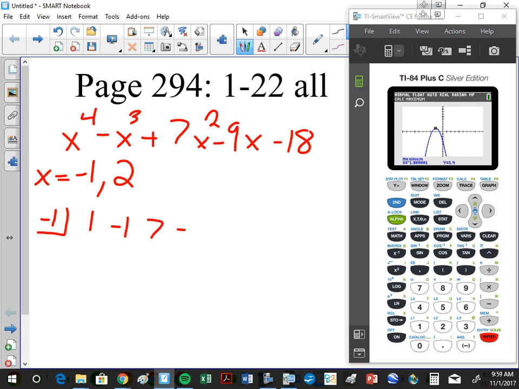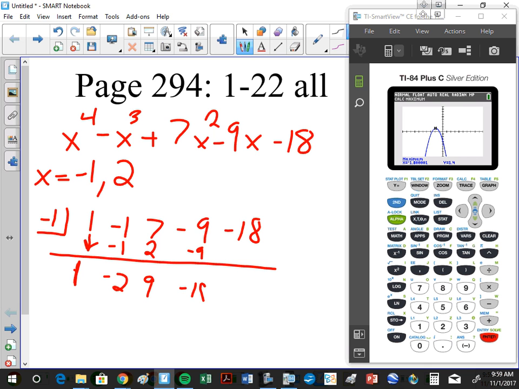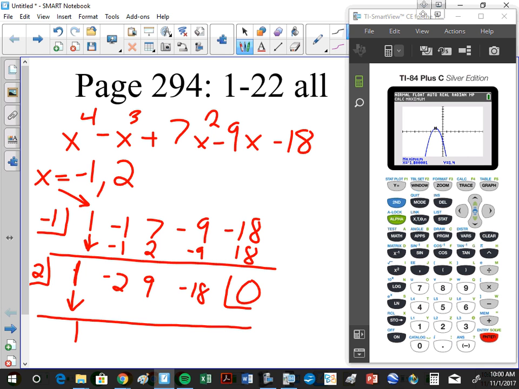1, -1, 7, -9, -18. So this is 1, -1, -2, 2, 9, -9, -18, 18, 0. Now I knew that was going to work. What should I do next? Synthetic divide again using 2. So drop the 1 on the new equation. Why do I not want to go back and do it again right here?